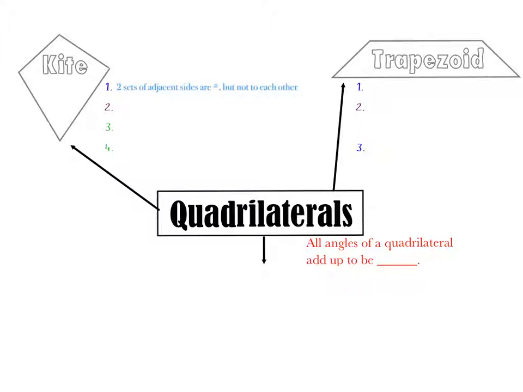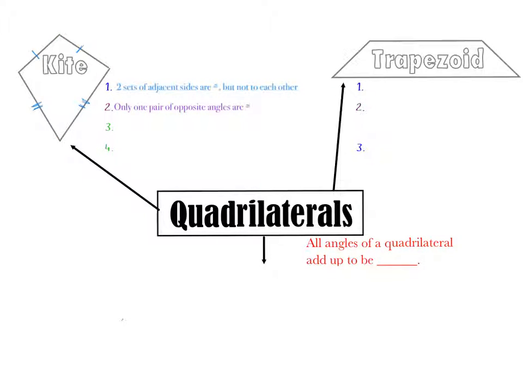So when I say two sets, I'm talking about that's one set of adjacent sides, and then the top part of the kite, that's another set. So there are two sets of adjacent sides that are congruent, but then those two sets are not congruent to each other. So we're saying that this is congruent to this. So there's one set of congruent adjacent sides, and then this is congruent to this side over here. So there's my second set of adjacent sides, and they are congruent sets but not to each other. So these are not congruent to these is what that means.